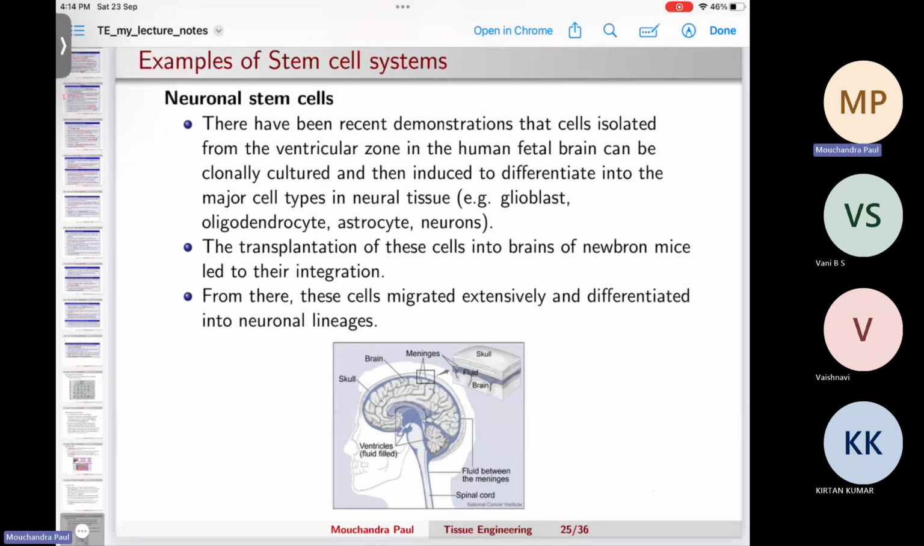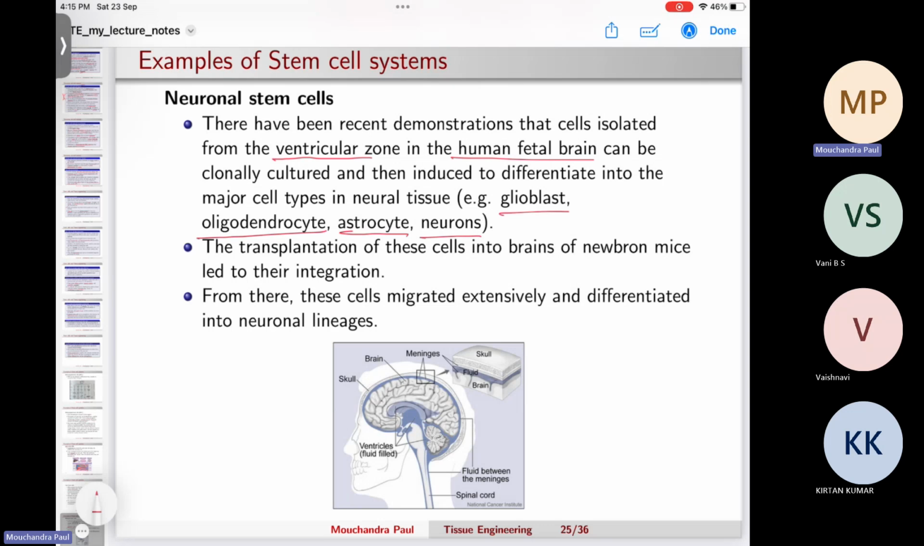Now, neuronal stem cells. It is another stem cell population that people have discovered that contributes to the cell types of the nervous tissue. People have isolated these cells from the ventricular zone of the human fetal brain. From the brain of a fetus, these cells were first isolated, cultured, and shown in vitro that they can differentiate into major neuronal cell types like glioblasts, oligodendrocytes, astrocytes, neurons, etc. So they can form basically all these types of cells in vitro.